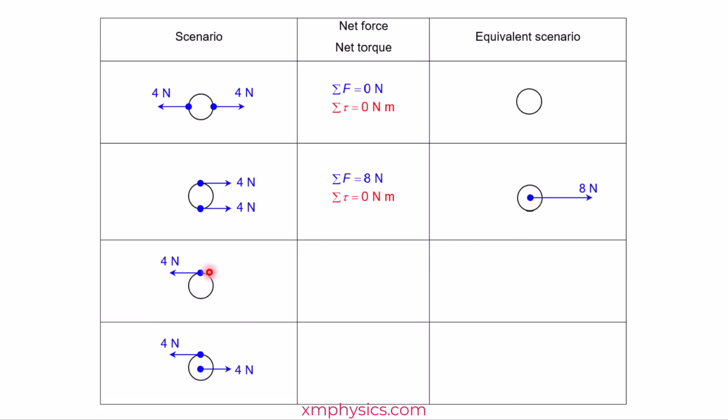Okay, what about this one here? There's only one single force, and so we have a net force of 4 newtons, but the net torque of 8 newton meters, right? 4 newtons times the perpendicular distance of 2 meters to the center, or rather the CG of the object. So this object is going to accelerate leftward and also rotate anti-clockwise.